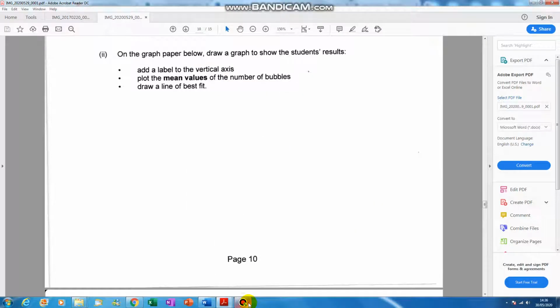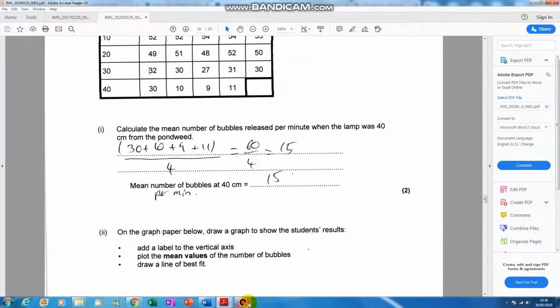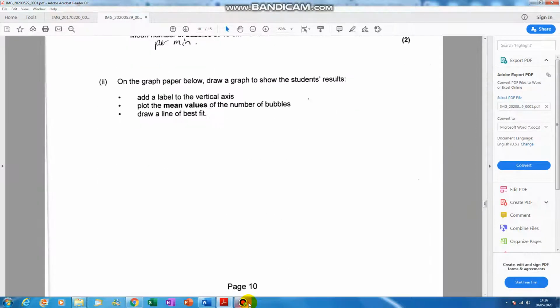So this is a video to address the end of chapter 4 foundation biology test, and it's the second part to question number 6. So we were at C part 2. On the graph paper below, draw a graph to show the student's results. Add a label on the vertical axis, plot the mean value of the number of bubbles, draw a line of best fit.